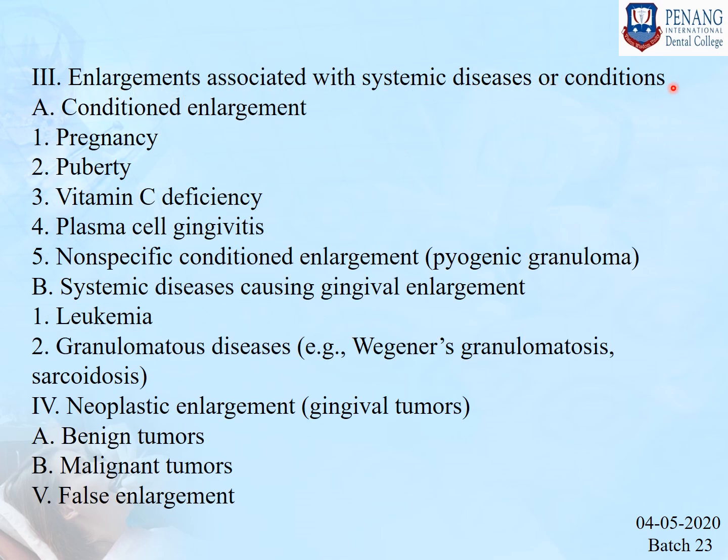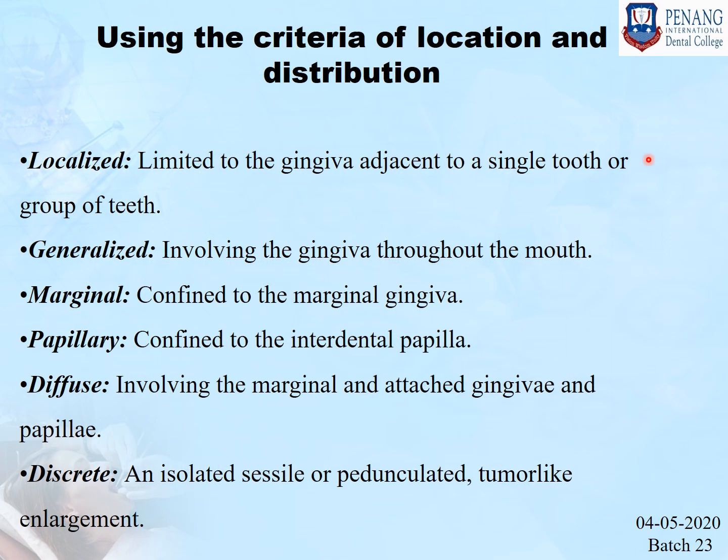Third is enlargement associated with systemic diseases or conditions, which can be further classified as conditional enlargement and systemic disease causing gingival enlargement. Fourth is neoplastic enlargement, which can be further subclassified as benign tumors and malignant tumors, and false enlargement.